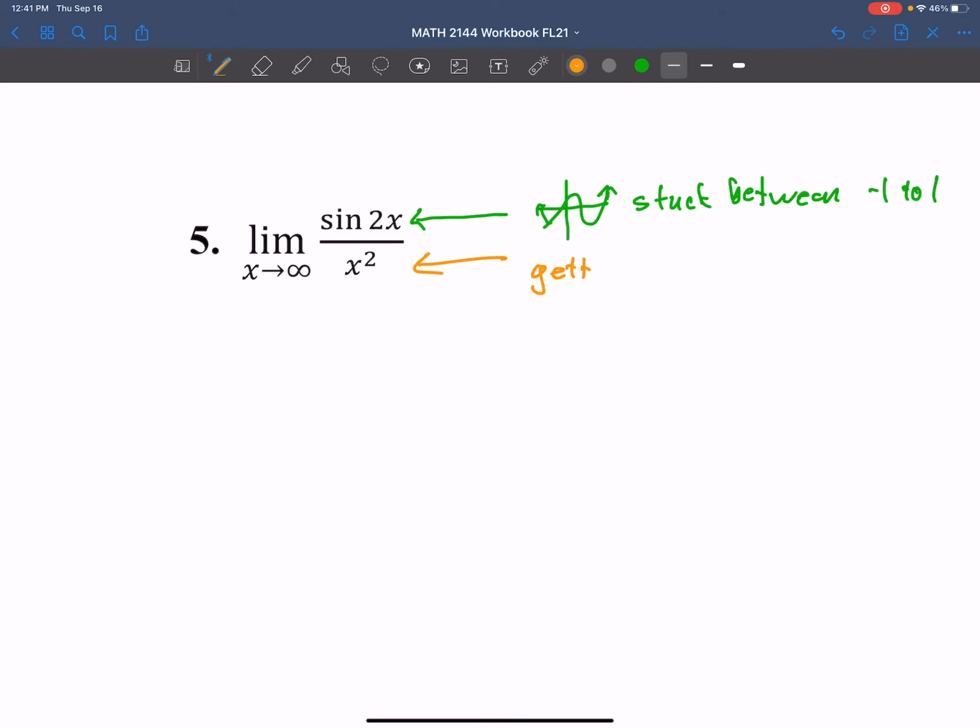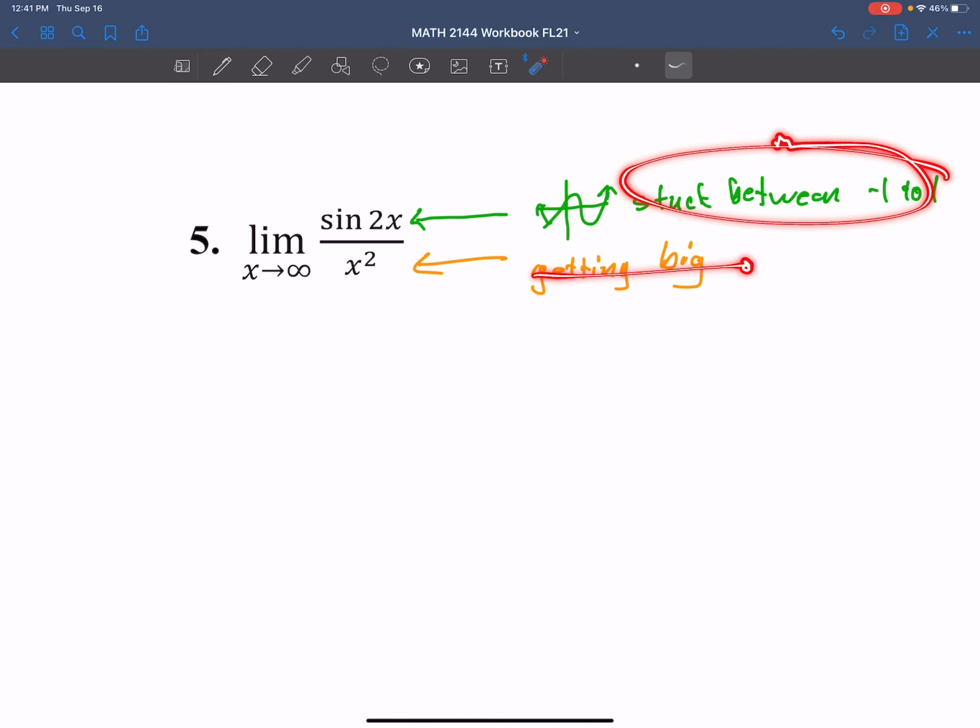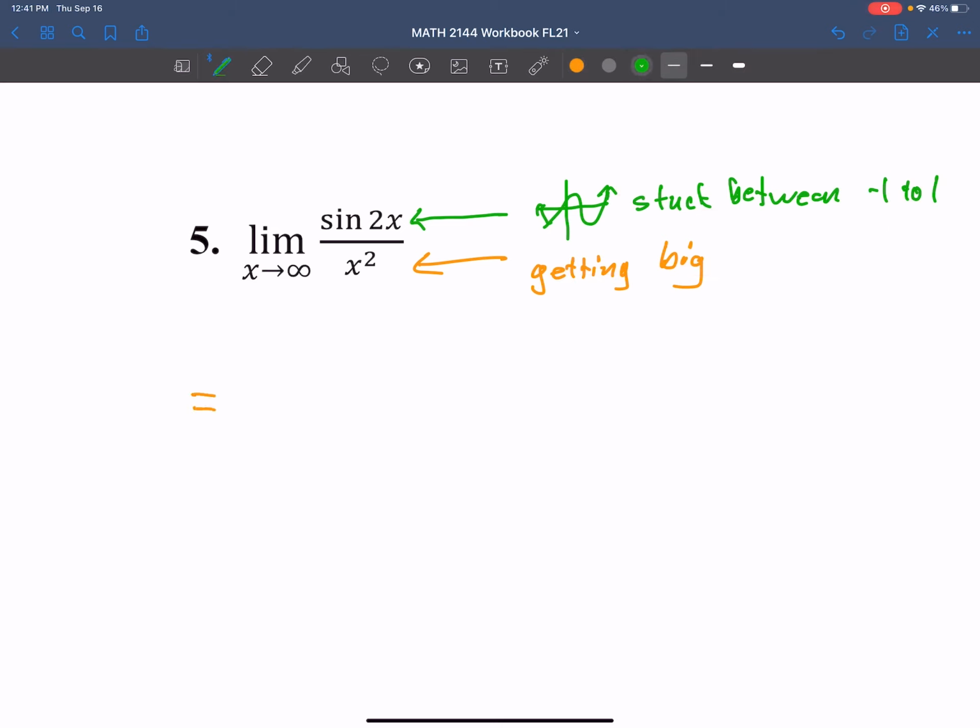where this one is just getting big. It's growing. So even though this is not constant, you have this idea that it's between -1 and 1, where this one is still going to be growing, and it's going to eventually just overshadow what is above. So again, that idea that your denominator is going to grow faster than your numerator tells us that our limit here is equal to 0.